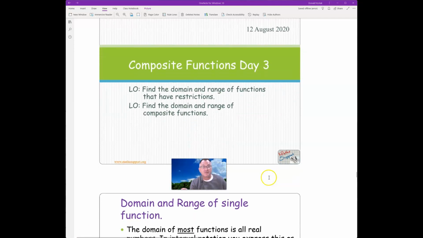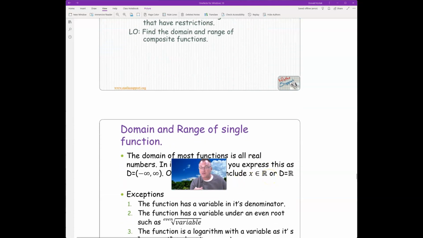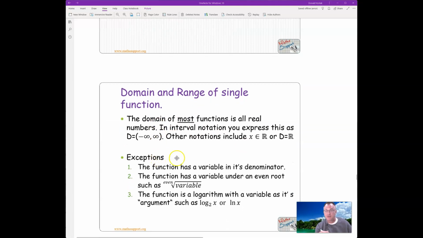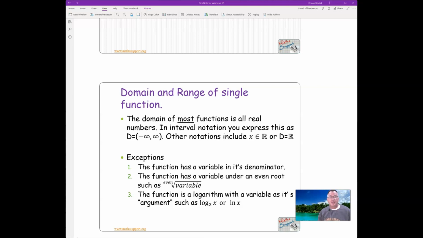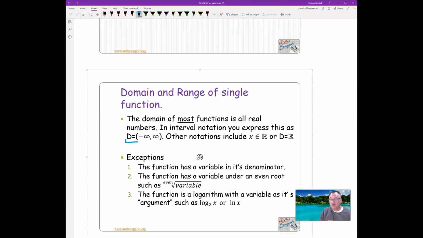So most of the time that you're dealing with a function, your domain is going to be all real numbers. The domain of most functions is all real numbers. Now we've talked about how to write the domain of all real numbers in interval notation. So this is all real numbers in interval notation. All right, now interval notation is just one type of notation.